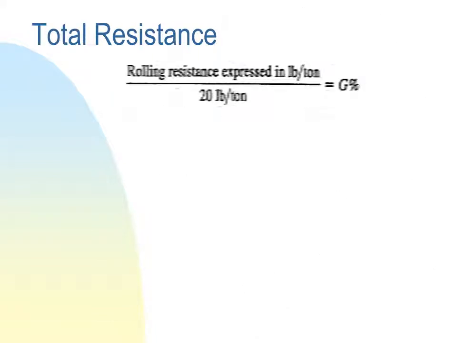So this is the formula that we will be using in order to convert the rolling resistance from being in terms of pounds per ton to an equivalent grade, an equivalent percentage for the rolling resistance. So then you will be able to sum them up. Now I'm able to add a percentage to get what we call the effective grade.